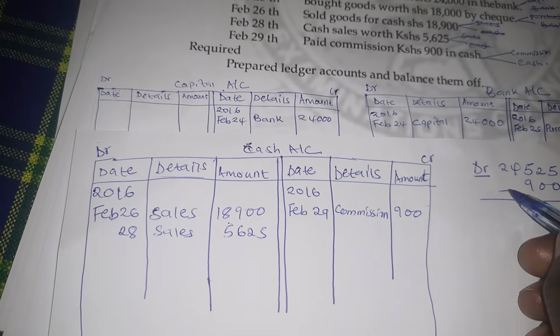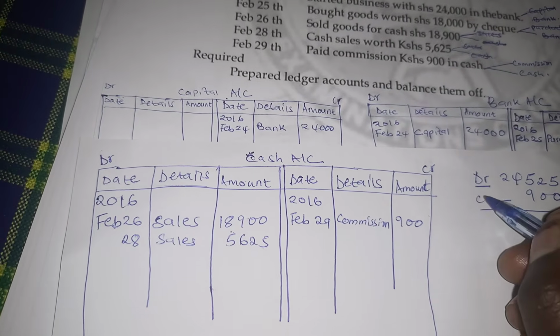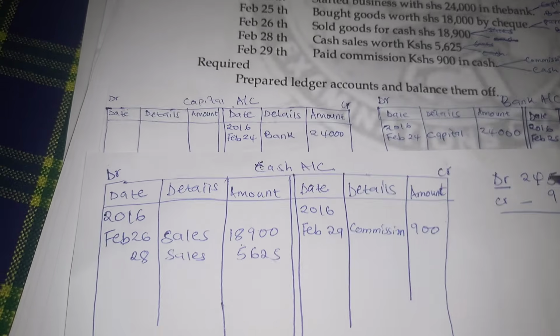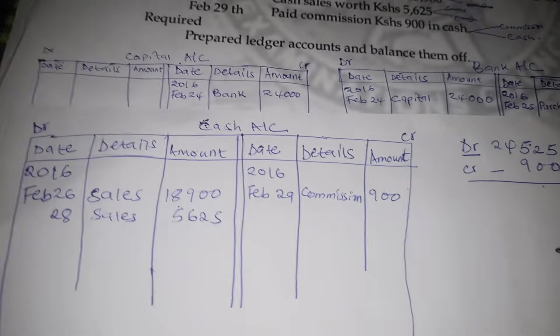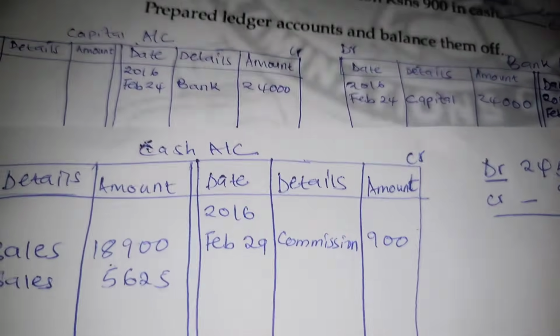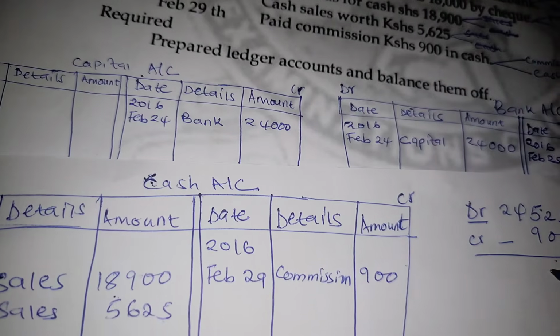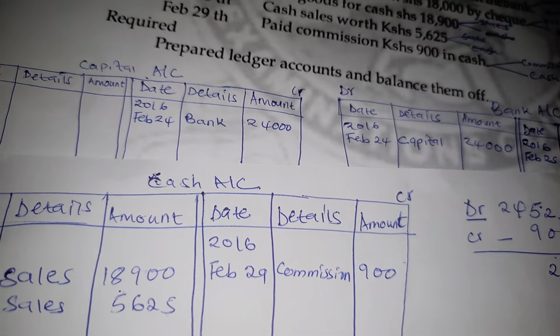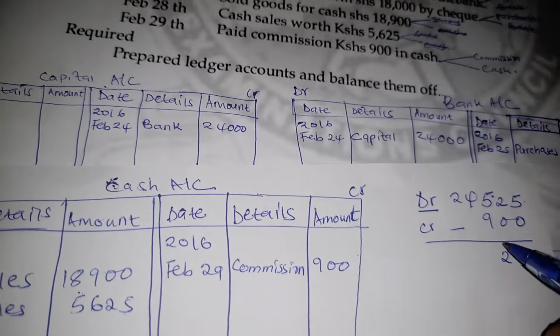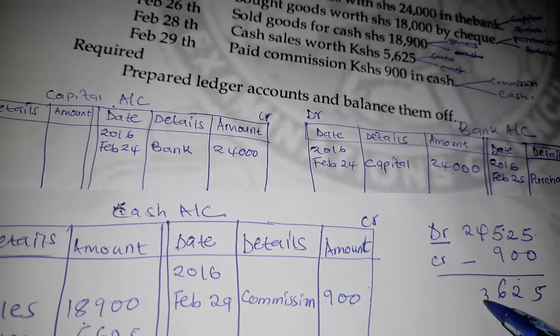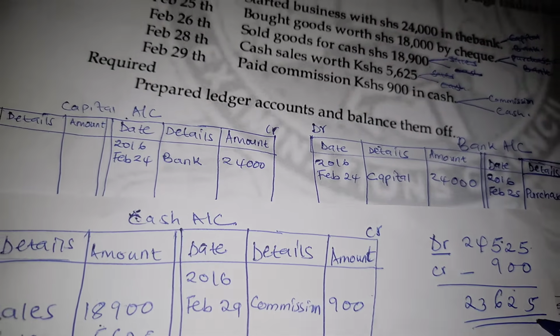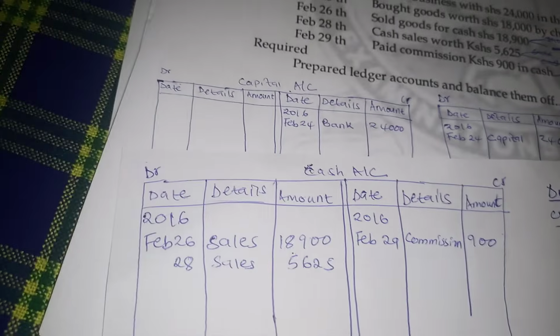So you subtract the credit side from the debit side. Remember, debit is bigger than the credit, so we get the difference between the two. This is 5, this gives us 2. Then we have 15 minus 9 is 6, and 3 and 2. So this will be our balancing figure.